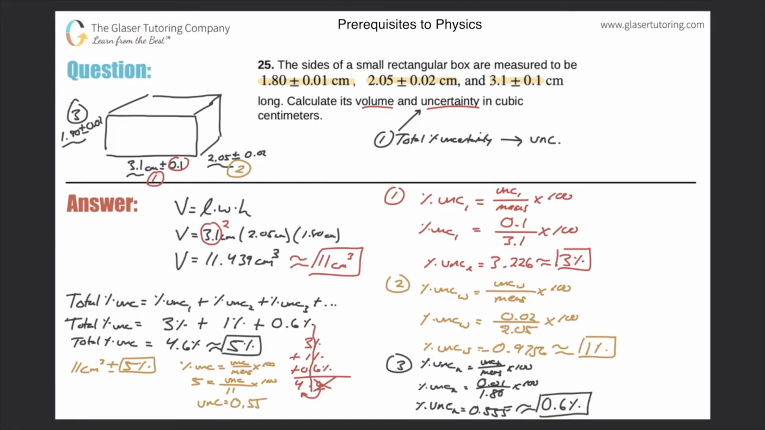0.55, but notice we only have one significant figure here, so we're going to have to round this to 0.6 centimeters cubed. And that is the actual uncertainty. So now I can rewrite this measurement with its associated uncertainty as 11 centimeters cubed plus or minus 0.6 centimeters cubed. And that, my friends, would be the final answer.